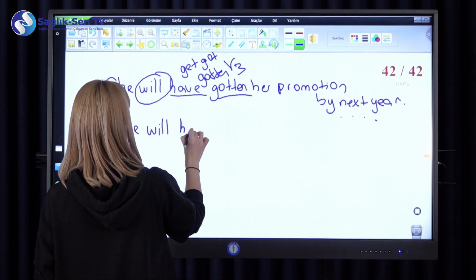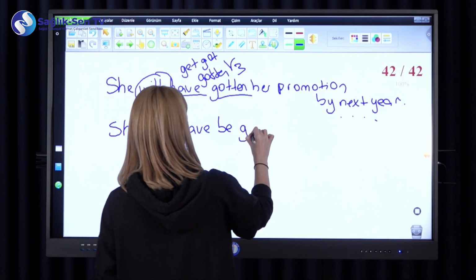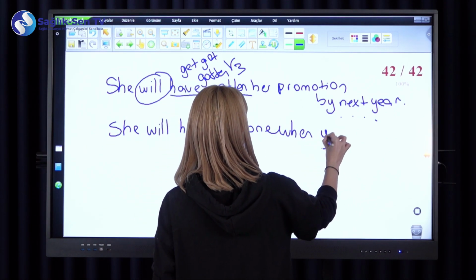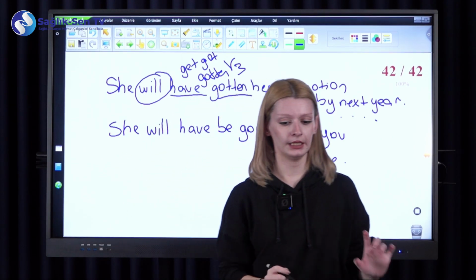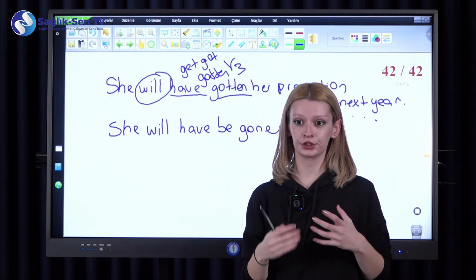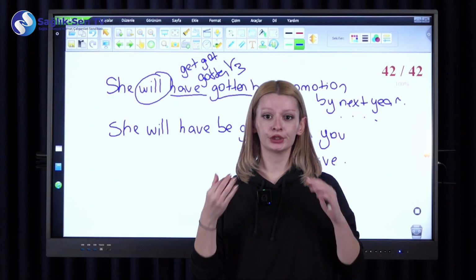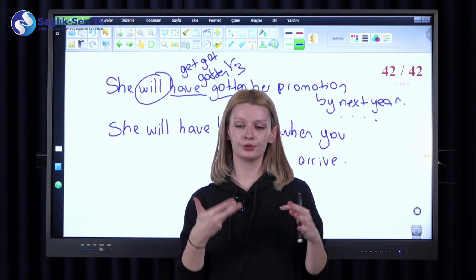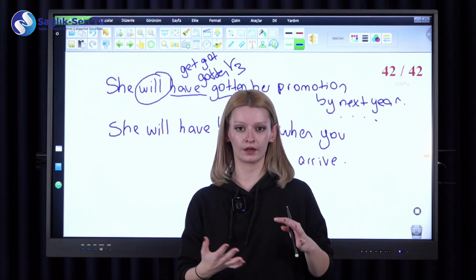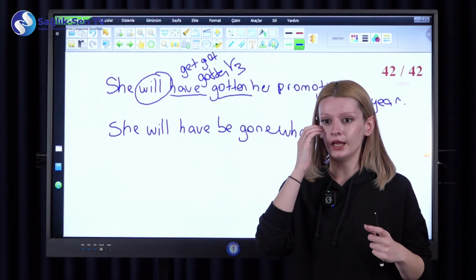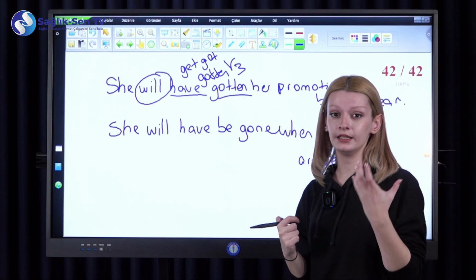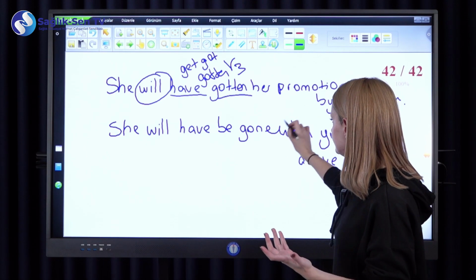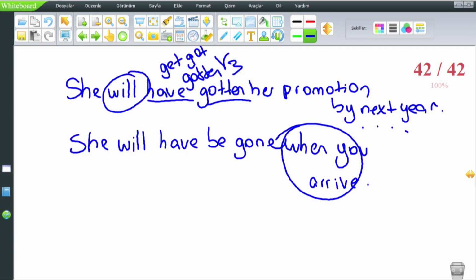She will have gone when you arrive. Again, we said this, if we're using when with future tenses, we have to use present simple, or if we're using while, we have to again use present progressive or to give that meaning. And in here, I gave a time, and until that time, this action will have to be completed.